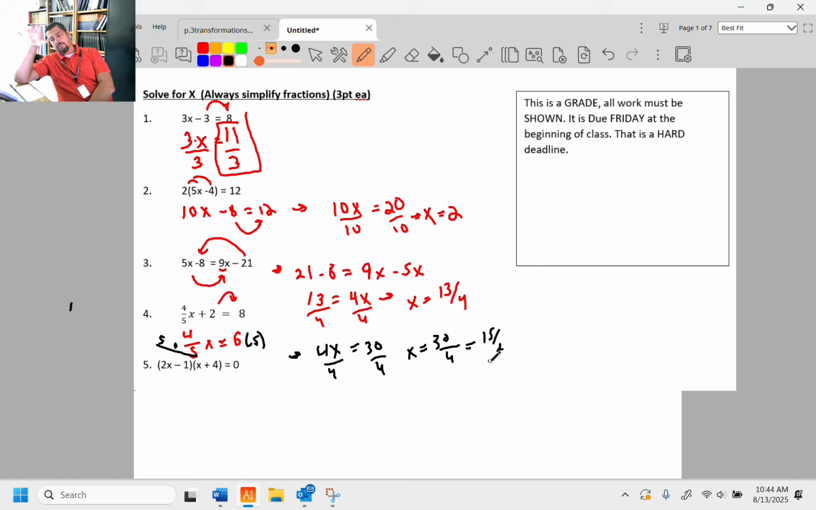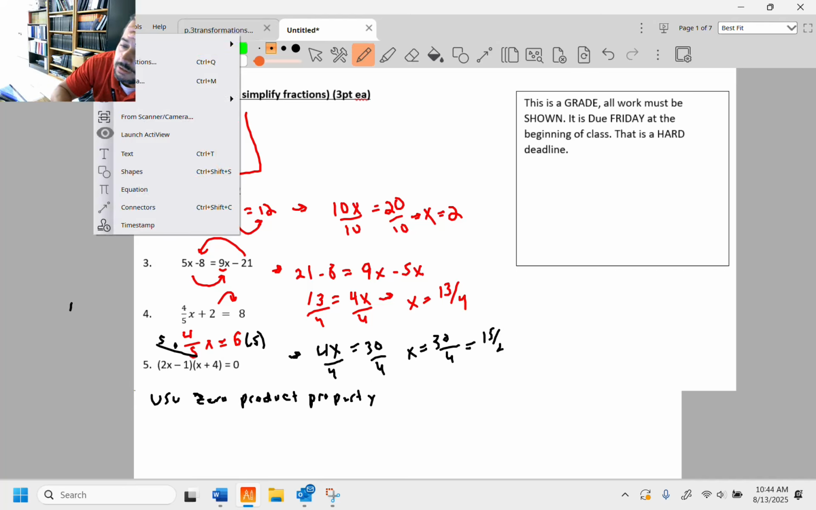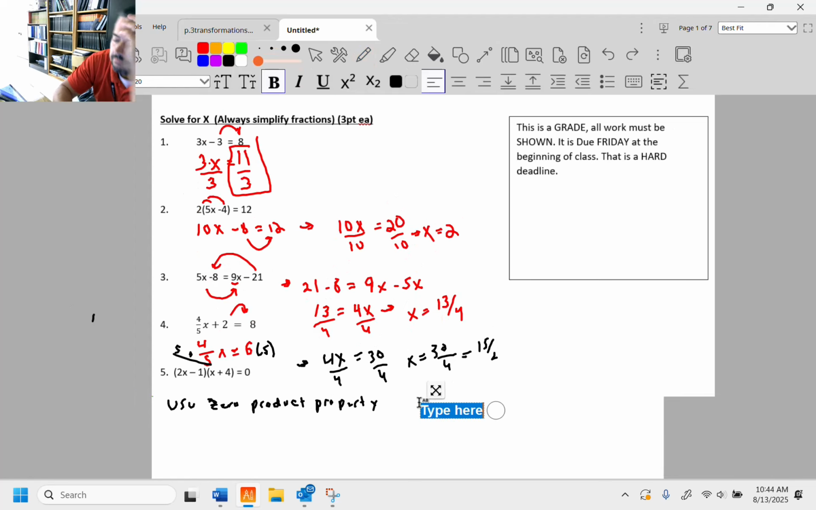All right, number 5. There's a hard way of doing number 5, and there's an easy way of doing number 5. The easiest way to do number 5 is to use what we call the zero product property. And I'm going to switch on over to typing on this one. So the zero product property says if A times B is 0, then A or B is a 0. That's what the zero product property says. So I can use that property on this one.